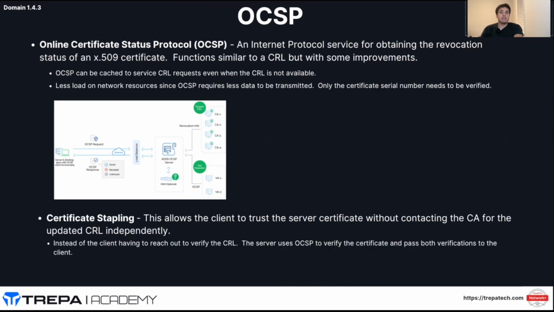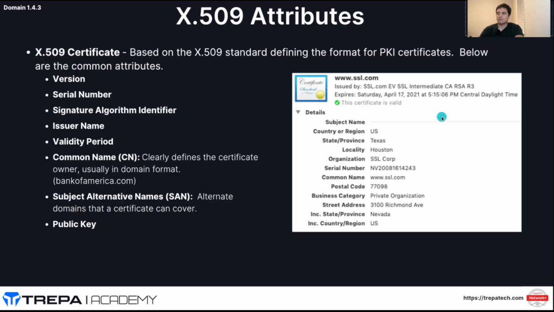Okay, OCSP, the Online Certificate Status Protocol, like we talked about earlier, is just another way to check the validity of a certificate. It does much the same thing the CRL does, but with the OCSP protocol, it's much more efficient and faster, because it lets you request a single domain without downloading every single expired certificate that's on the CRL. And then certificate stapling allows clients to trust a server certificate without contacting the CA for an updated CRL independently.